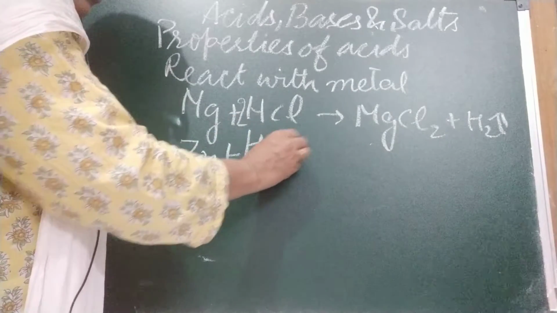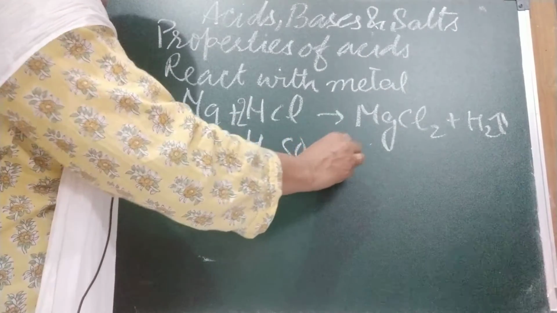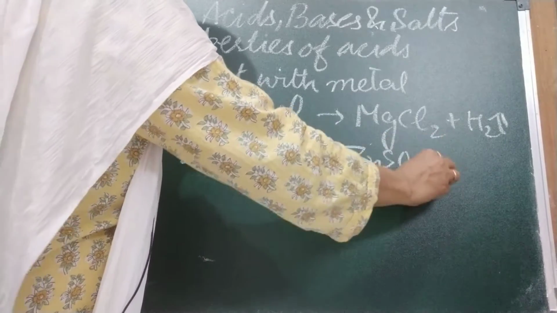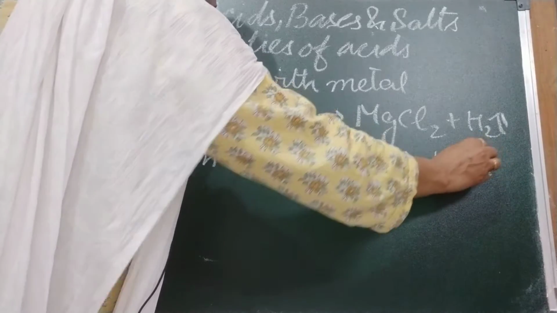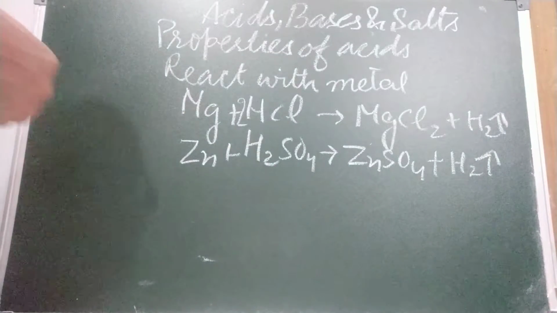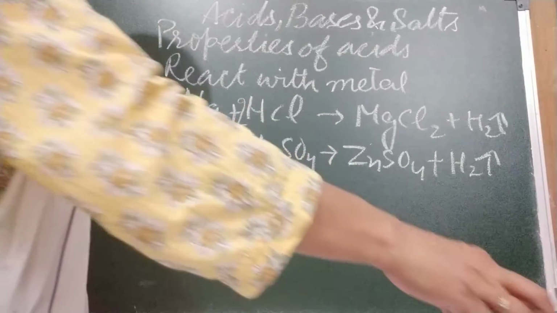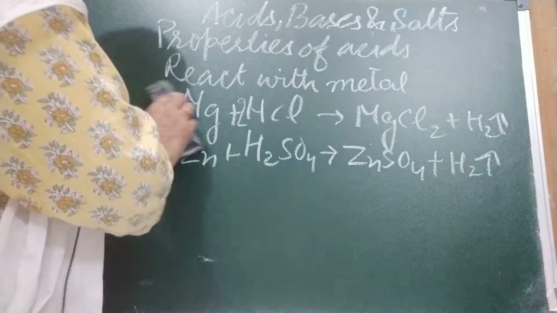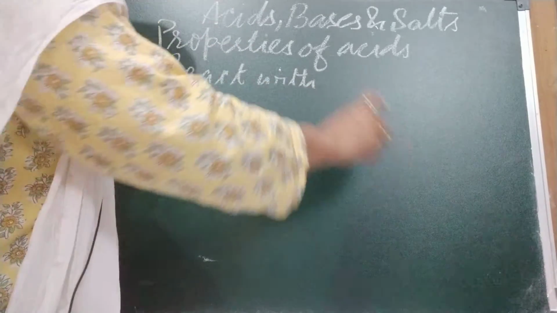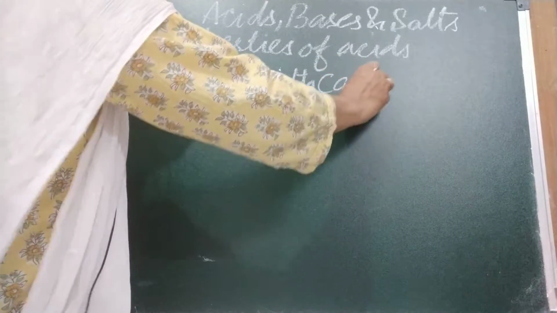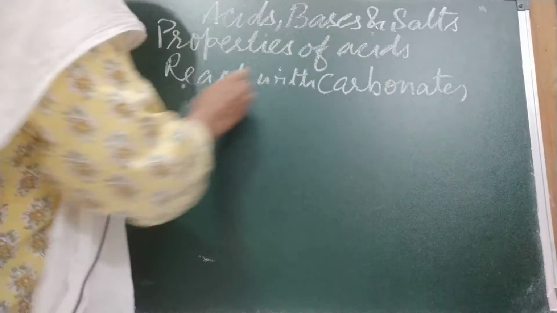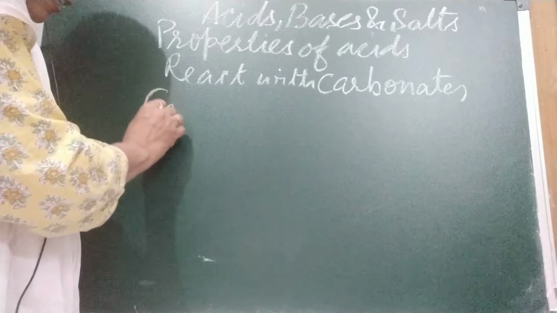When zinc reacts with sulfuric acid, it gives zinc sulfate salt and hydrogen gas. So it is clear, when acids react with metal, they get salt and hydrogen gas. Now, reaction with carbonates. Carbonates, that means they contain CO3. Like I am writing here CaCO3.